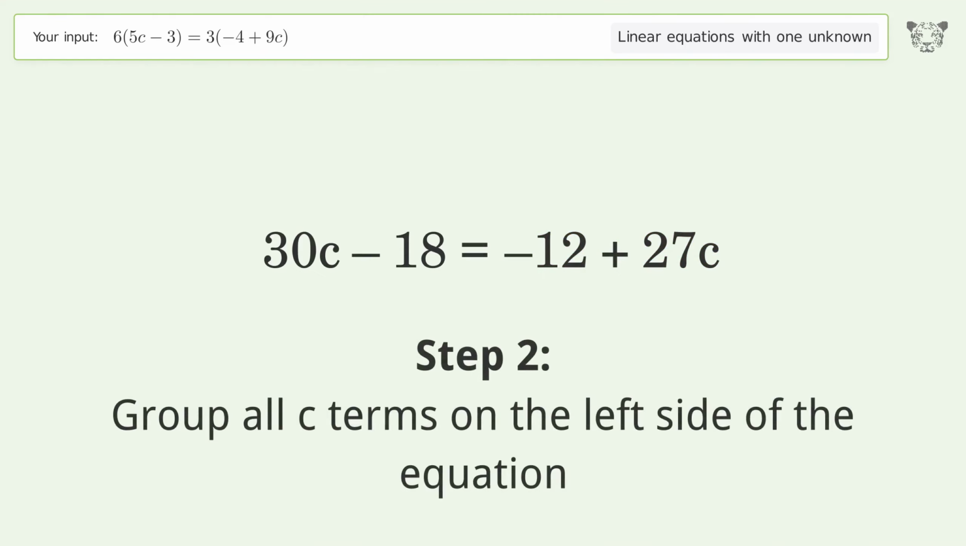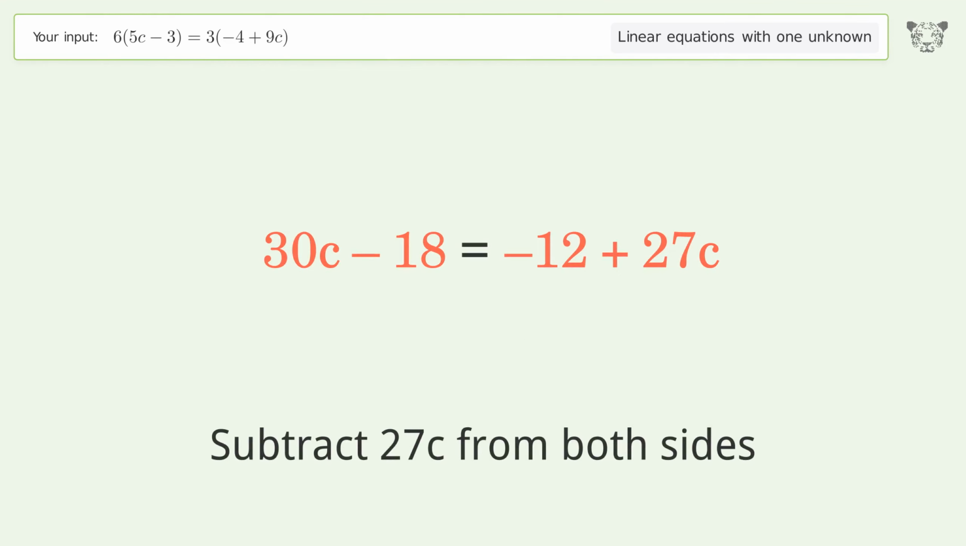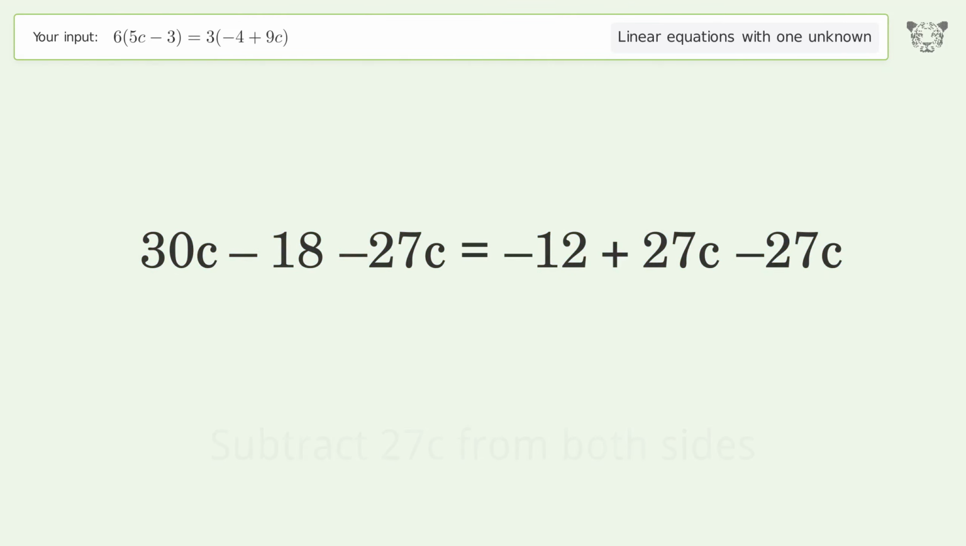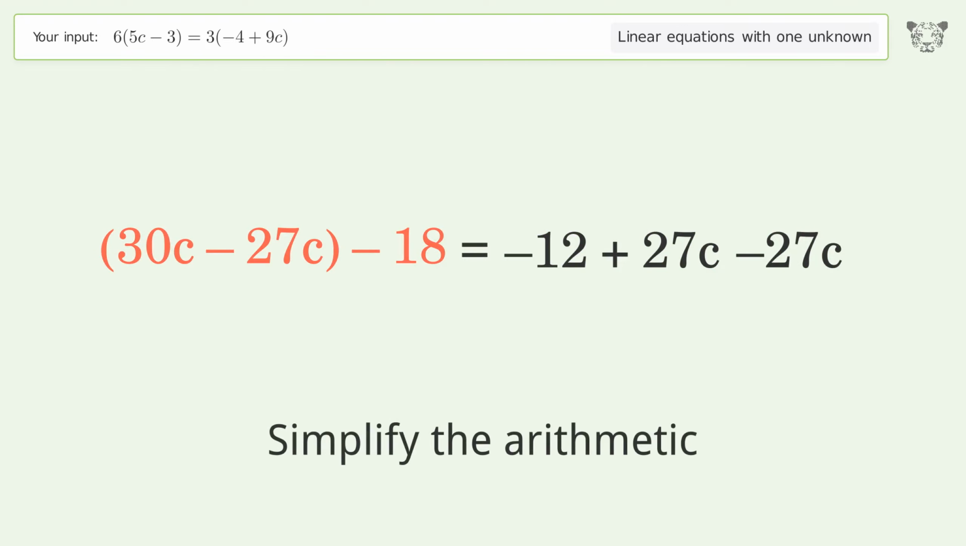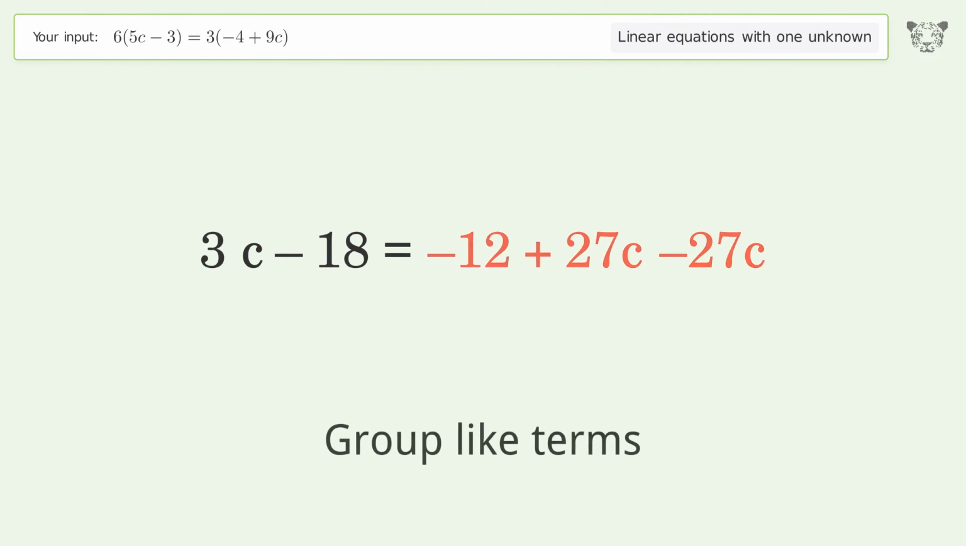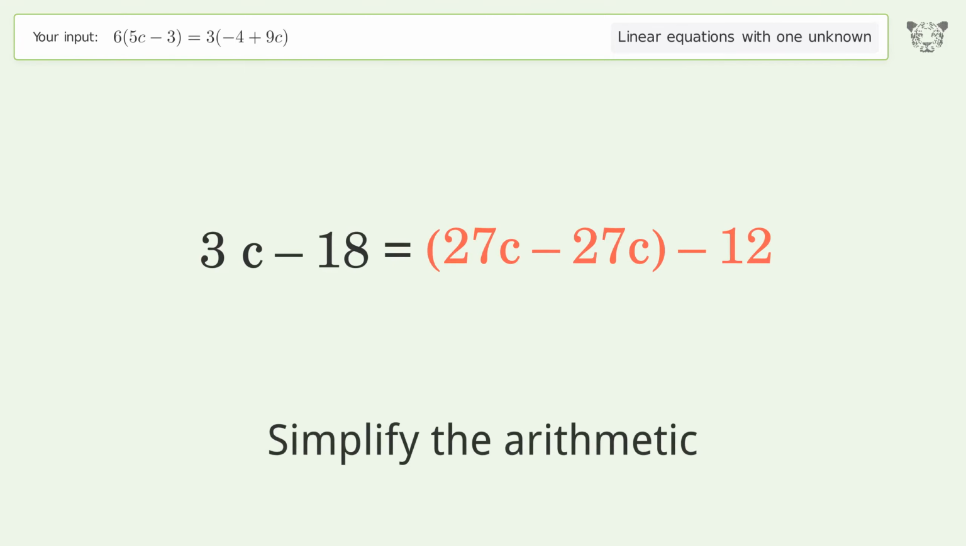Group all c terms on the left side of the equation. Subtract 27c from both sides. Group like terms. Simplify the arithmetic. Group like terms. Simplify the arithmetic.